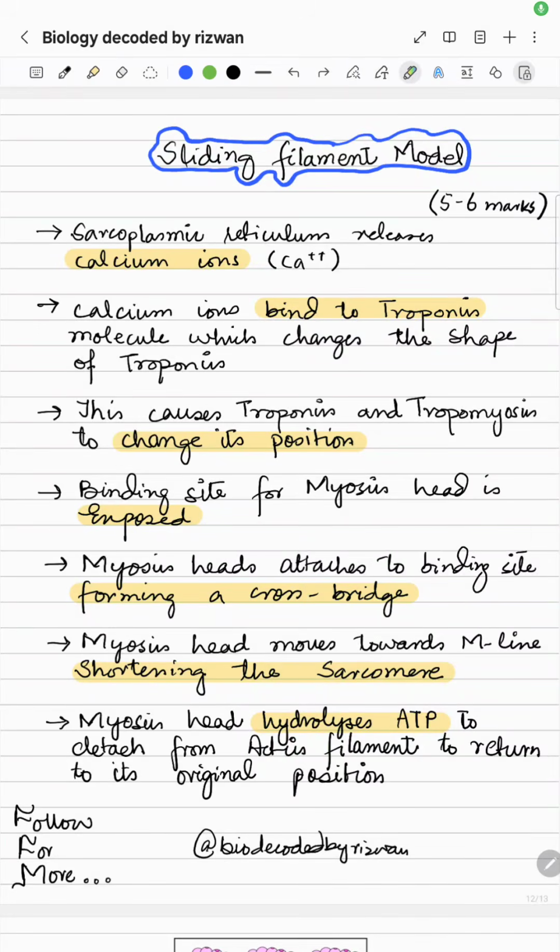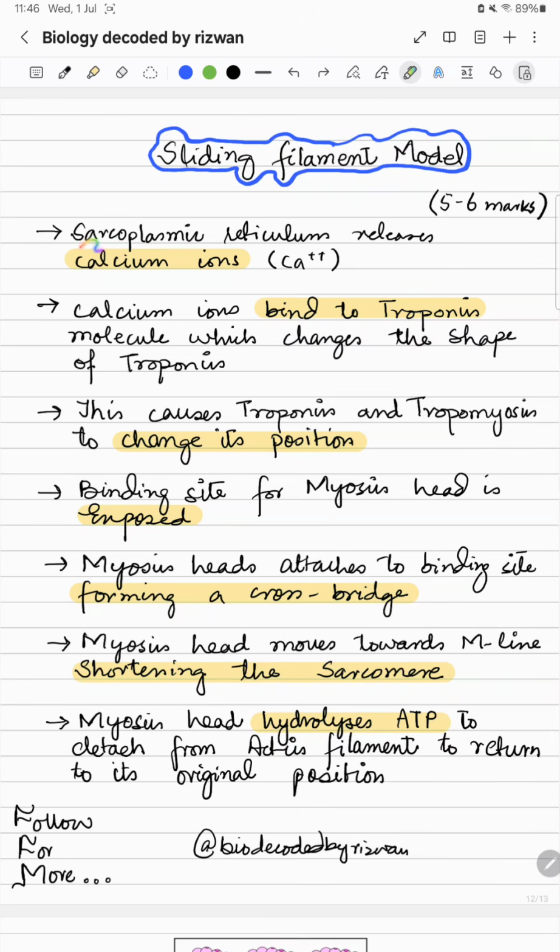Hello everyone, today we are going to talk about the sliding filament model, which is a very important topic, the most important topic in muscular contraction. Now, usually the question comes for 5 to 6 marks. It can be a direct question asking about the sliding filament model, or they can give you a scenario in which you have to apply the situation. For any of such questions, you have to know the process involved in the sliding filament model.